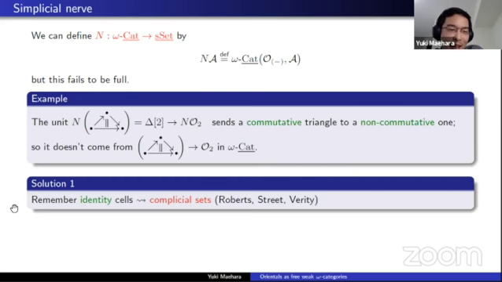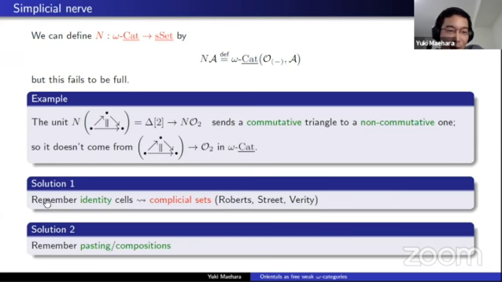And so this less well-known one is instead of remembering the identities, we can try and remember the pasting or the composition operations in the nerve. So this time we are equipping the nerve with extra structure, and this leads to the notion of sets with composition and identities of Steiner. And also in this work, I sort of mix these two solutions in a sense.